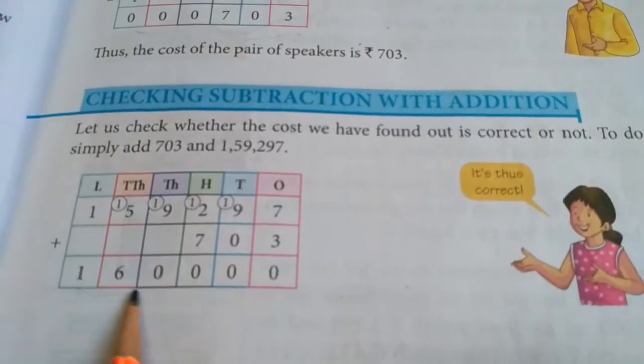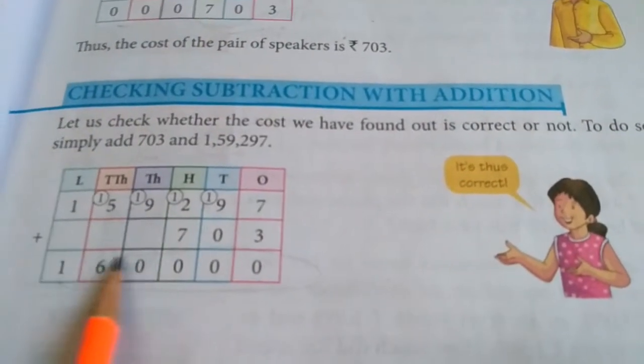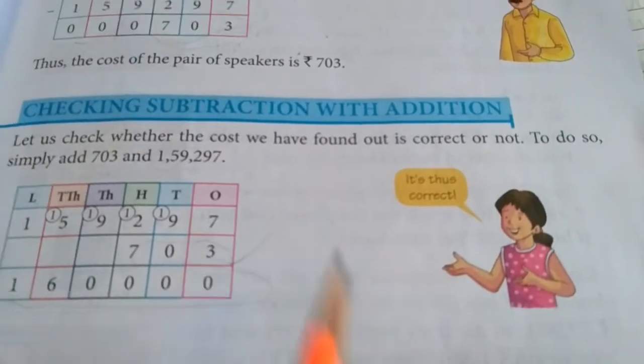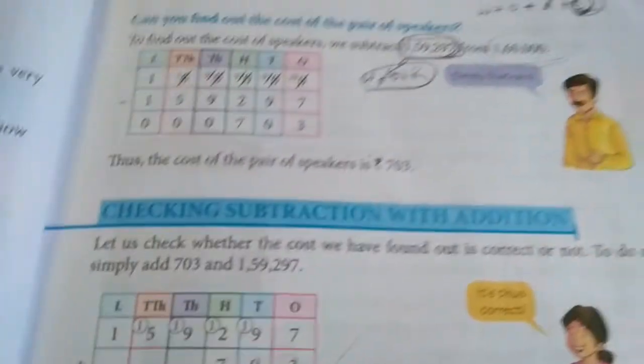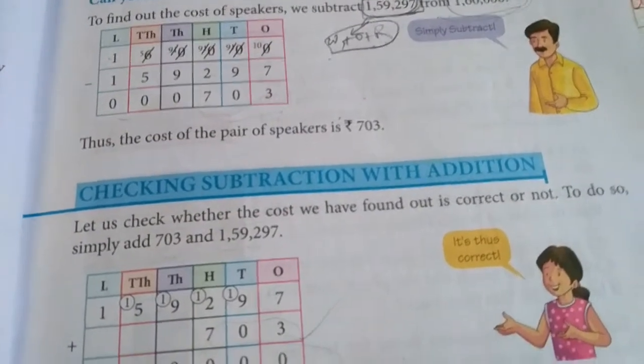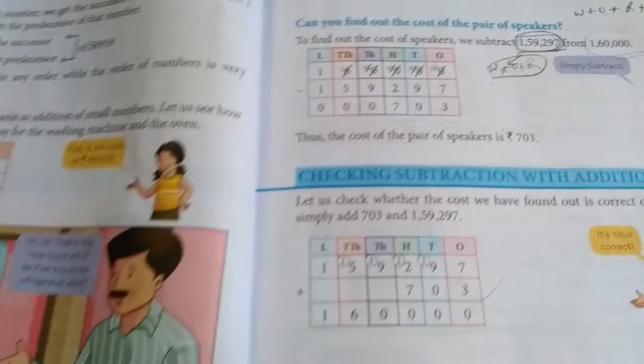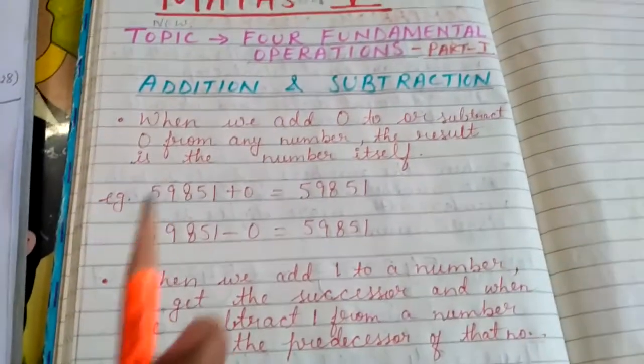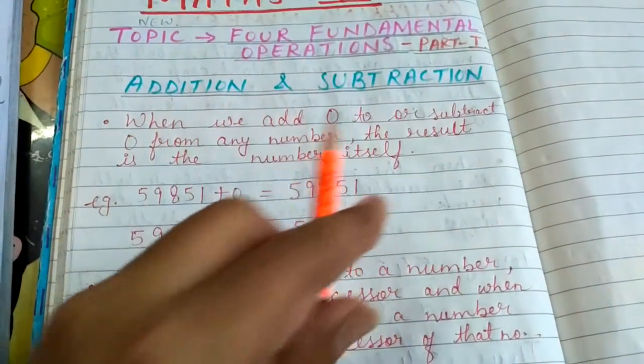So the result we got now is 1,60,000. That means this subtraction result is okay, it is correct. So this was the technique of checking subtraction with the help of addition. So kids, in this portion of the video, in this topic, we have studied our 4 fundamental operations, part 1. So part 1 was about addition and subtraction.